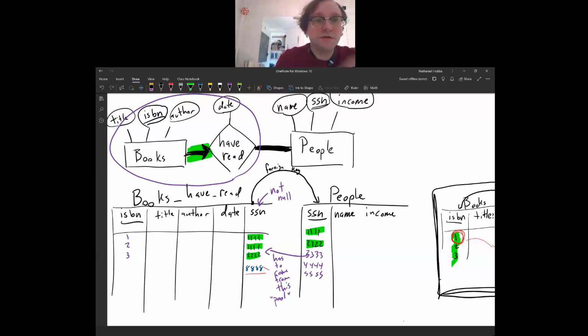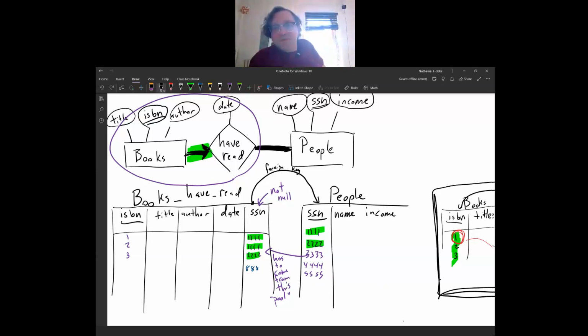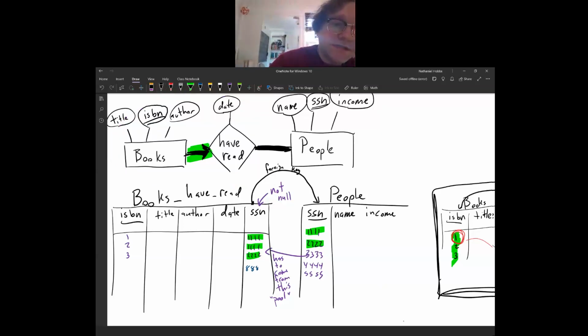Okay, I see a question about this table: what's the difference between the thick arrow and the thick line? The thick arrow means exactly 1. So every book is read by exactly 1 person. It's not allowed to have 2 people who have read the same book.